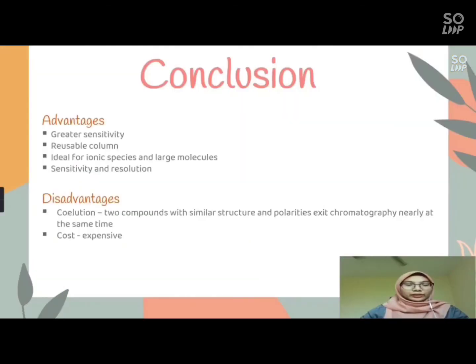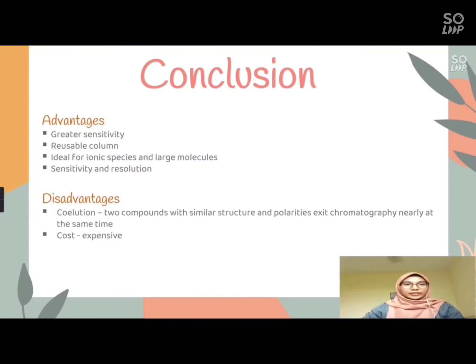For the conclusion part, the advantage of HPLC is greater sensitivity, which means that there are many various detectors that can be used. Second is the reusable column, which means many analytes can be tested. Lastly, it is ideal for ionic species and large molecules. Other than that are sensitivity and resolution.